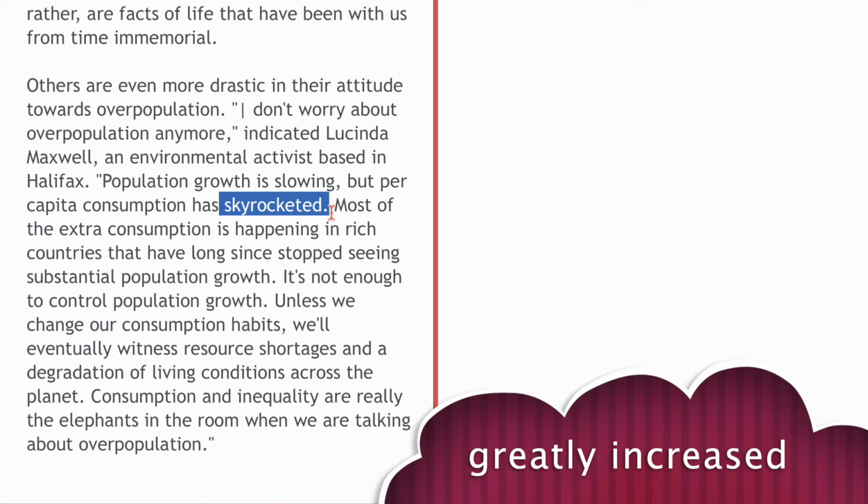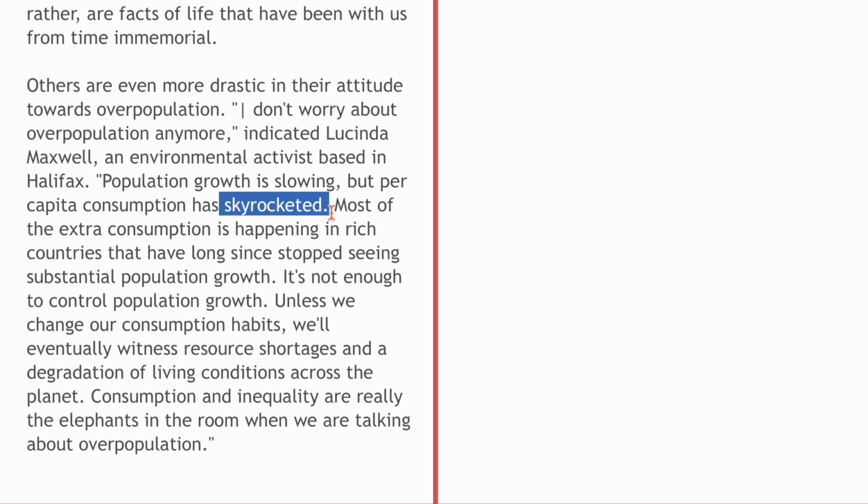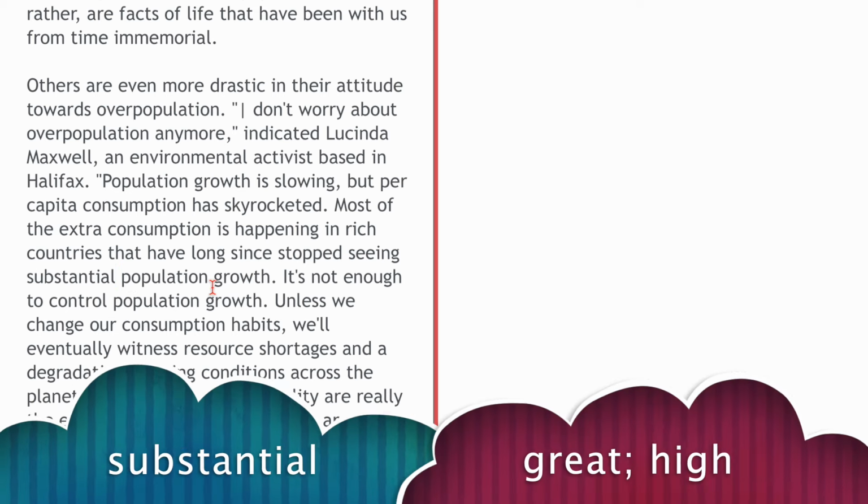So she says she doesn't worry about overpopulation, because population growth is slowing, but per capita consumption, this means how much people consume, how much is consumed per person. That's what per capita consumption means. "Most of the extra consumption is happening in rich countries that have long since stopped seeing substantial or great population growth."